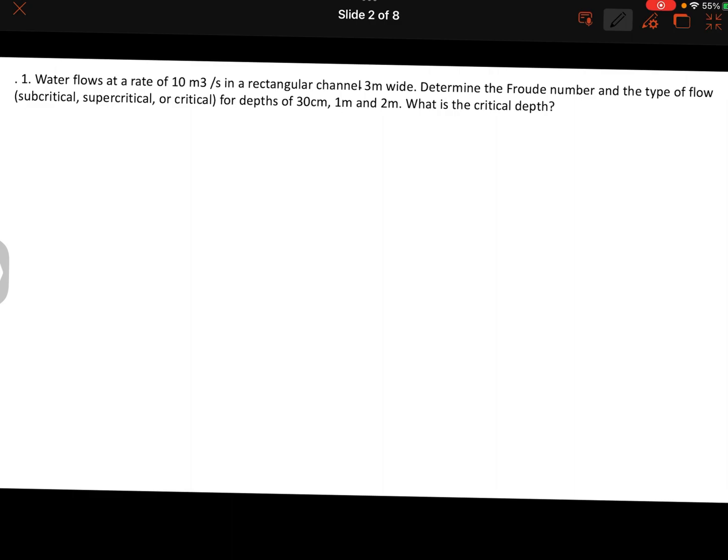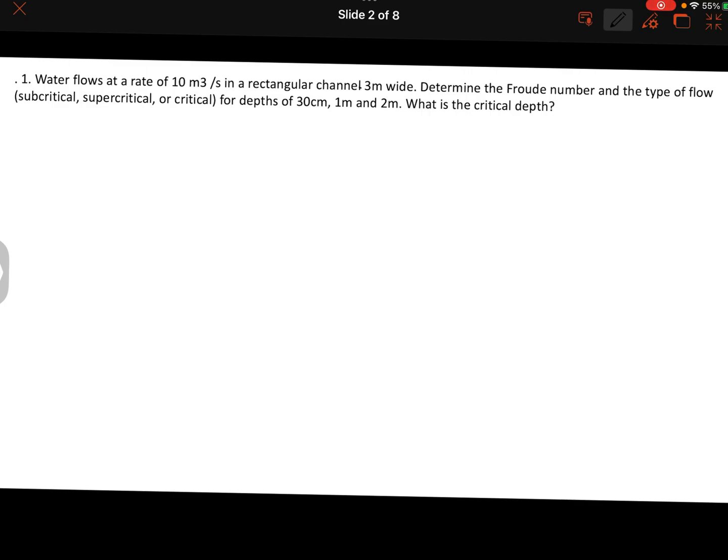All right, so the first problem, we've got water flowing with a Q of 10 cubic meters per second in a rectangular channel with a B of 3 meters, a bottom width of 3 meters. And we're asked to determine the Froude number and the type of flow for depths of 30 centimeters, 1 meter, and 2 meters. And then we're asked to specifically find the critical depth.